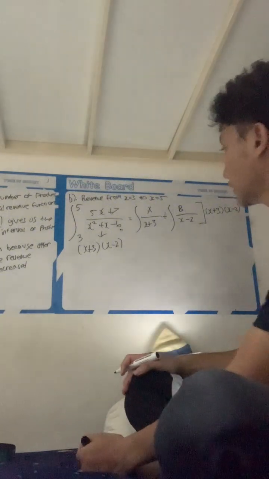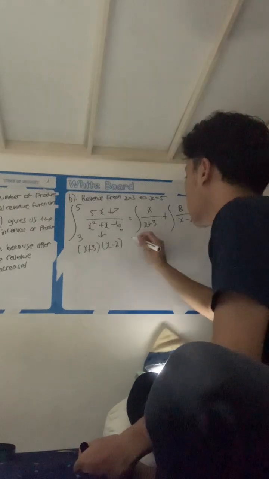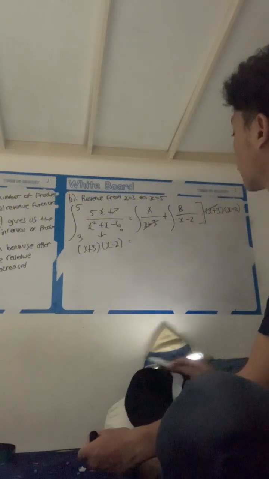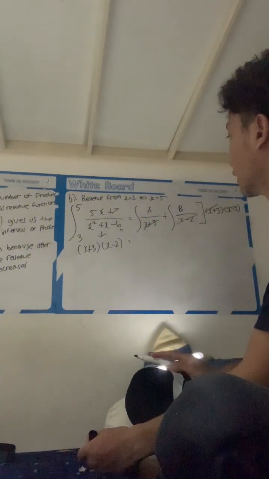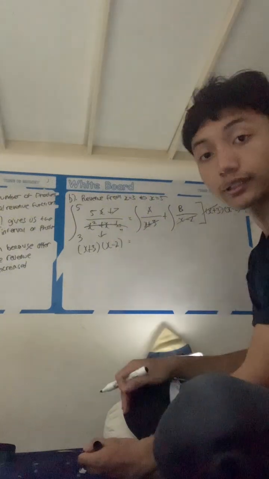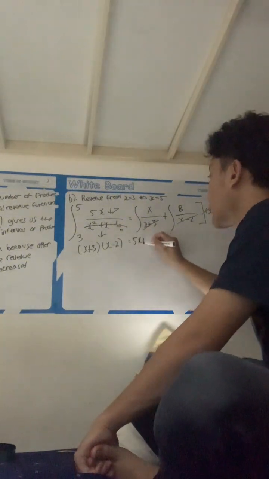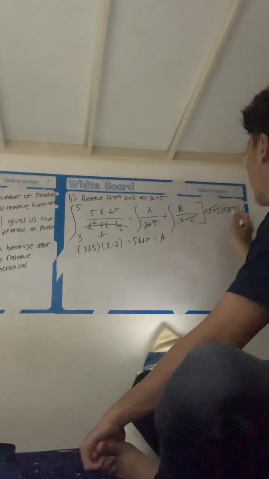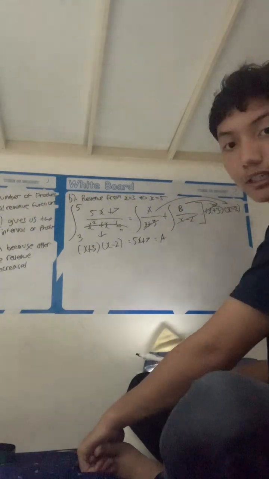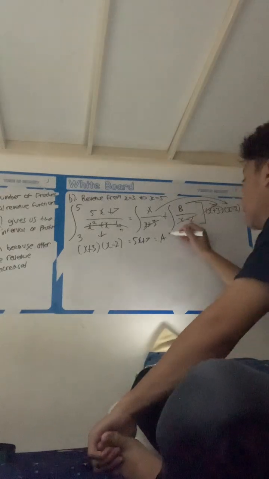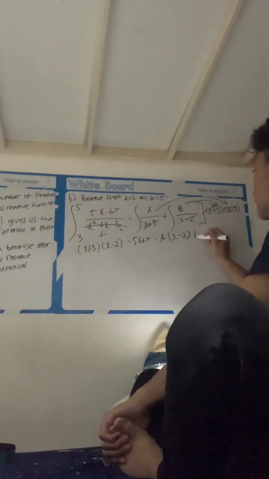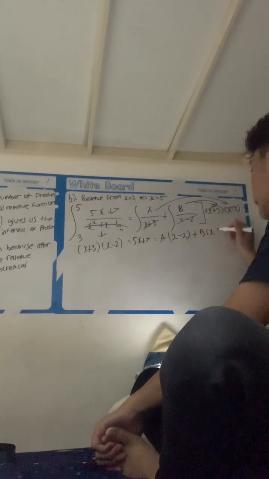I hope you can see it. Next, we multiply, so x plus 3 cancels out, and this also cancels out, and this also cancels out. Next we write the equation here: 5x plus 7 equals A times (x minus 2) plus B times (x plus 3). A is the remainder of this, and B is the remainder of this.